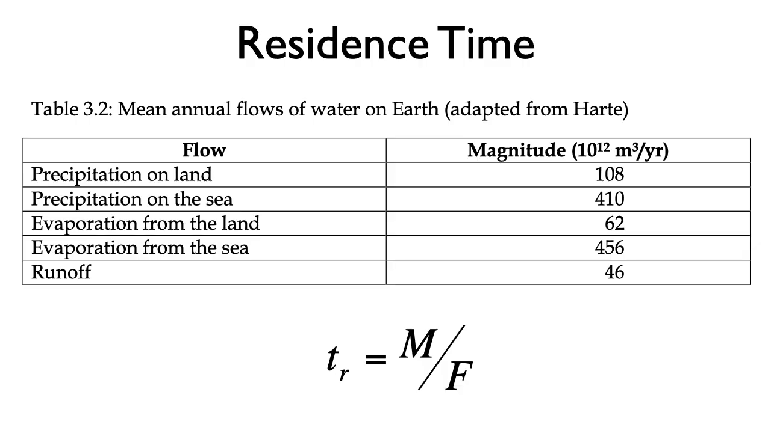One way of determining this is to look at the residence time of these materials on Earth in these different repositories. So to find the residence time, we can take T sub r, the mass of any material, divided by the flow of the material through that repository.